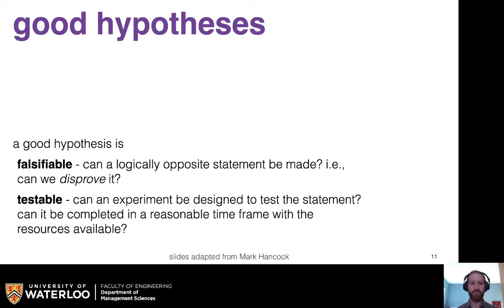A good hypothesis is one that is falsifiable. Can a logically opposite statement be made about it? For example, can we disprove that hypothesis? And testable. Can an experiment be designed to test the statement? Can it be completed within a reasonable time frame with the resources available?